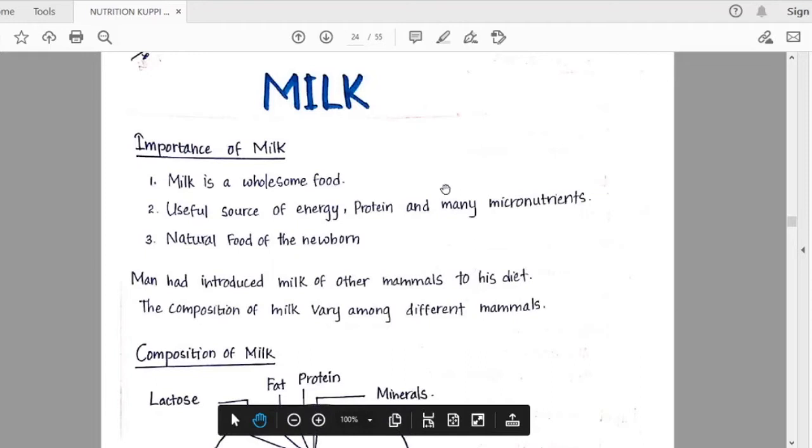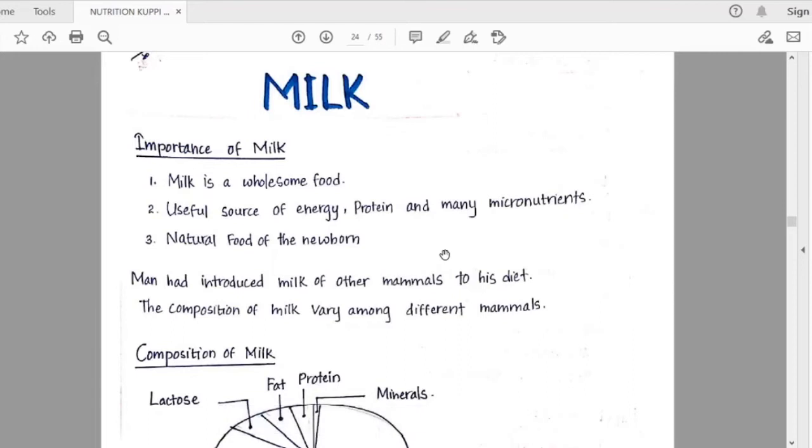Now we will talk about milk. Importance of milk. Milk is a wholesome food, a useful source of energy, protein and many micronutrients. It is the natural food of the newborn. Man has introduced milk of other mammals to his diet. The composition of milk varies among different mammals.